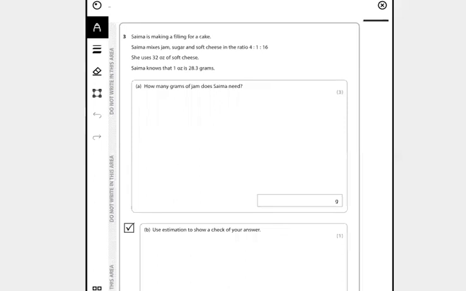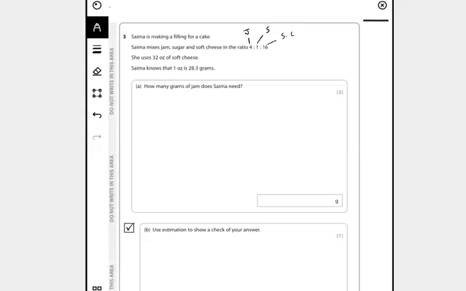So what do we have here? We have Simon is making a filling for a cake. Simon mixes jam, sugar, and soft cheese in the ratio 4, 1, and 16. So this would be jam, sugar, and soft cheese. She uses 32 ounces of soft cheese.